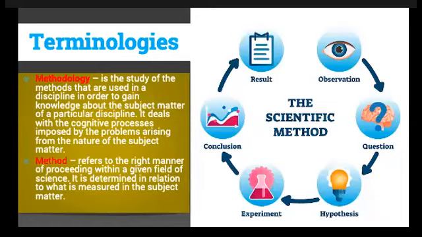Methodology is the study of the methods that are used in order to gain knowledge about the subject matter of a particular discipline. It deals with the cognitive processes imposed by the problems arising from the nature of the subject matter. Method, on the other hand, refers to the right manner of proceeding within a given field of science. It is determined in relation to what is measured in the subject matter.